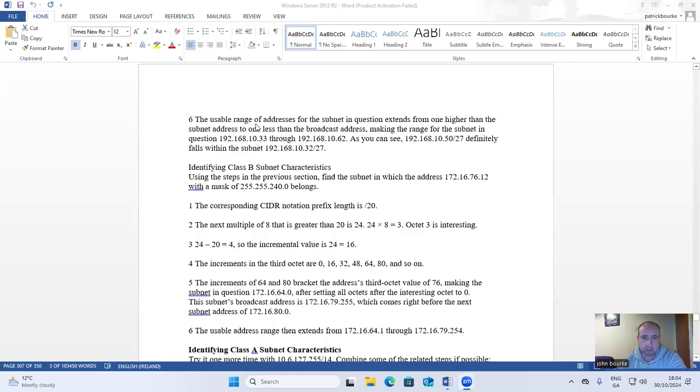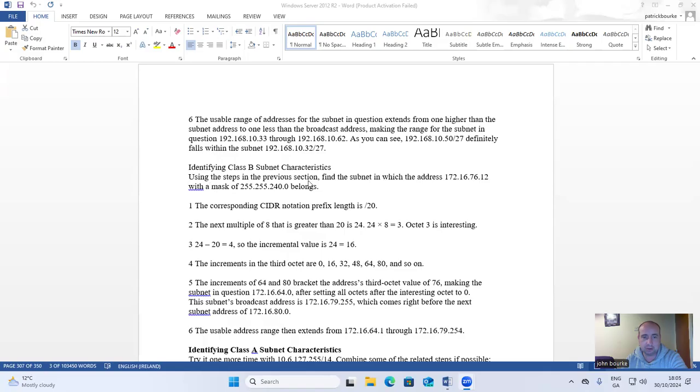6. The usable range of the addresses for the subnet in question extends from 1 higher than the subnet address to 1 less than the broadcast address, making the range for the subnet in question 192.168.10.33 through 192.168.10.62. As you can see, 192.168.10.50/27 definitely falls within the subnet 192.168.10.32/27.